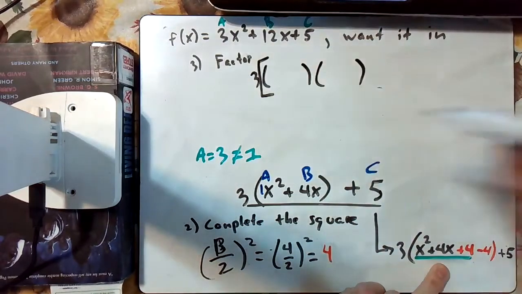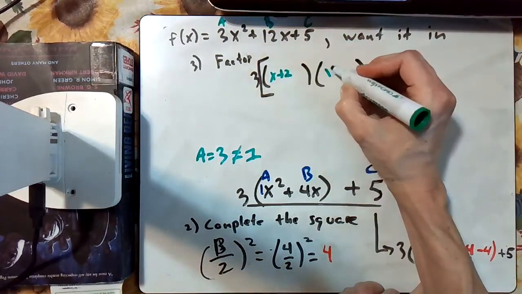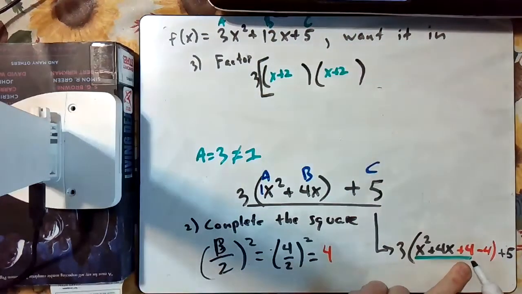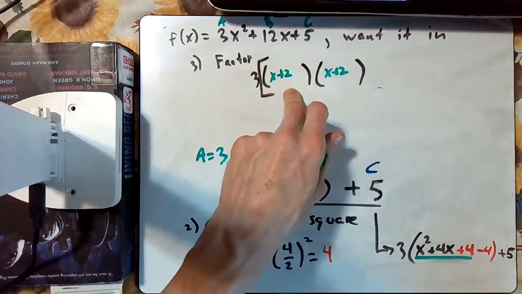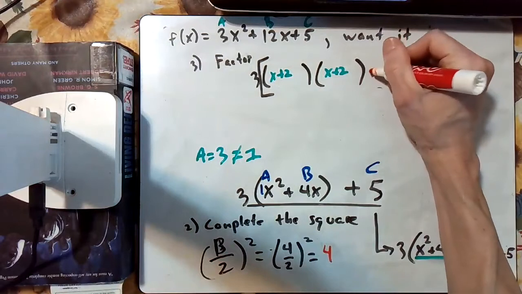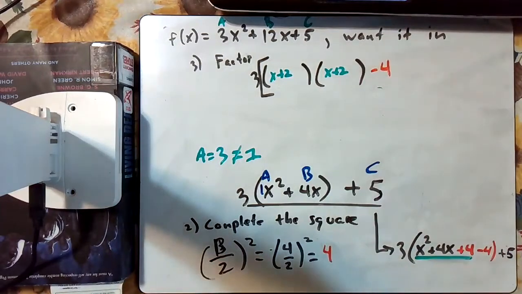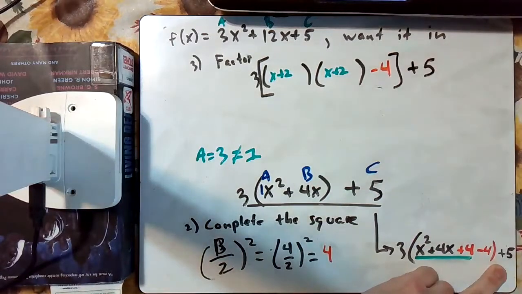That becomes x plus 2 times x plus 2, right? Because 2 times 2 is 4, 2 plus 2 is 4. Completing the square should always give you that, where you get the same terms right there. And I still have this minus 4 on the outside of this. You need to continue with that, okay? And we still have the plus 5 on the outside.